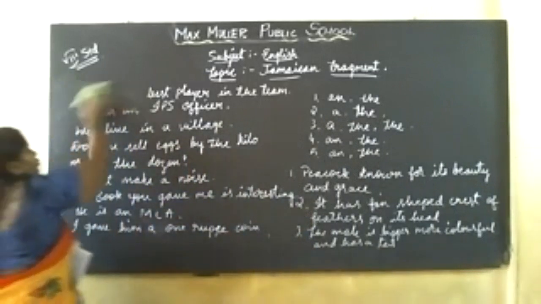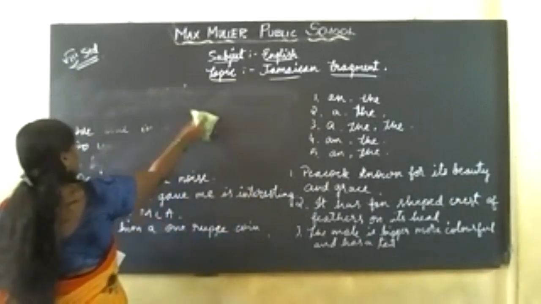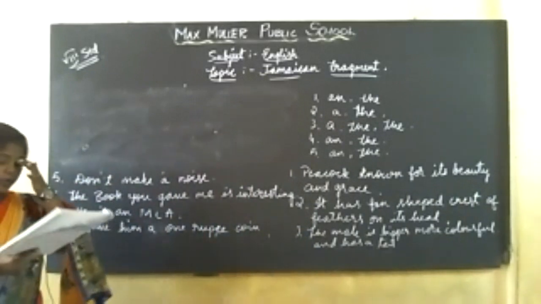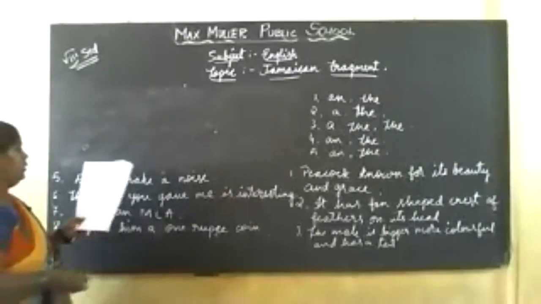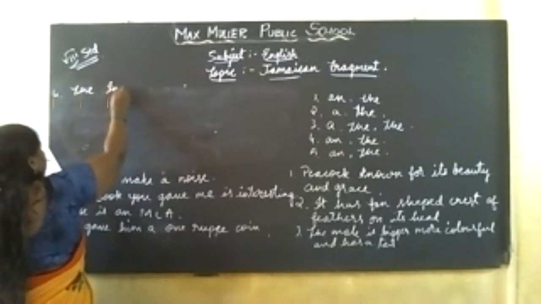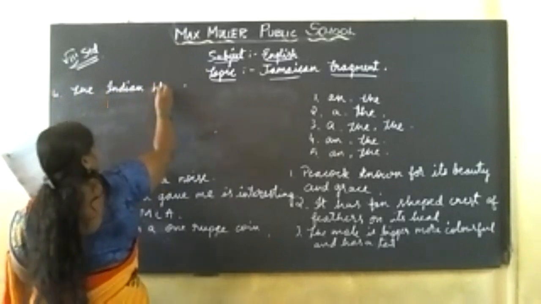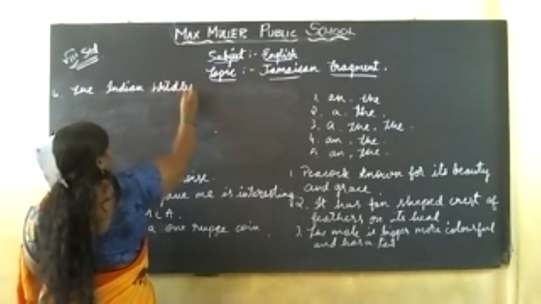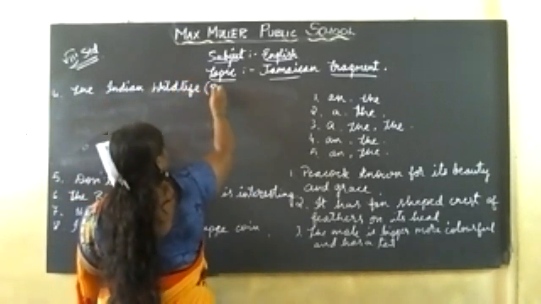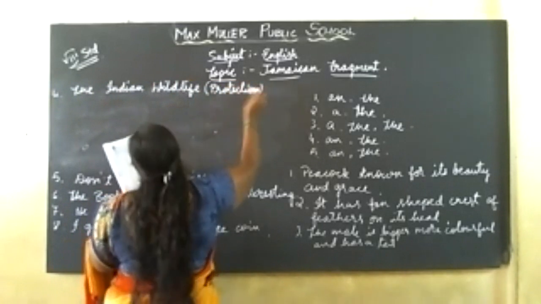So now let's go for the fourth one. The fourth question is, which act protects the peacock? The Indian wildlife act. So that is in your textbook itself, children. Just see, read well and answer, okay? So, Wildlife Protection Act.